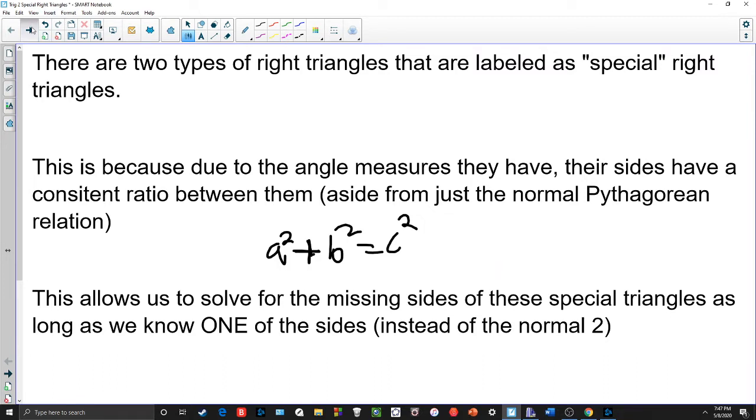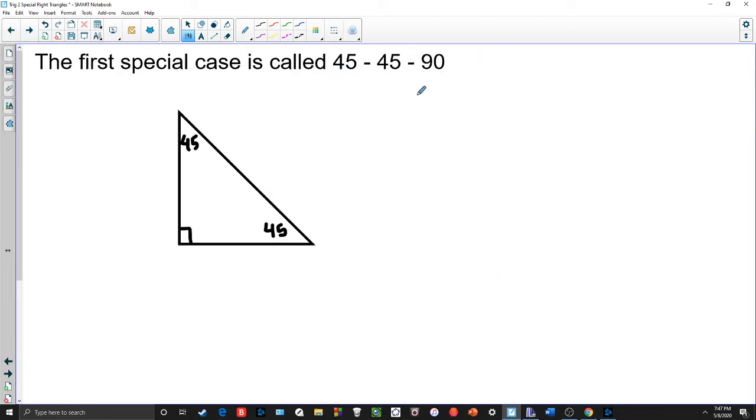So let's talk about the first one here. The first one's called a 45, 45, 90 triangle. Now again, these are all right triangles, so they have to have a right angle in them. These numbers designate the angles in the triangle. So these special right triangles are described in terms of their angle measures. A 45, 45, 90 triangle is a right triangle that has a 90-degree angle, a 45 angle, and a 45 angle.